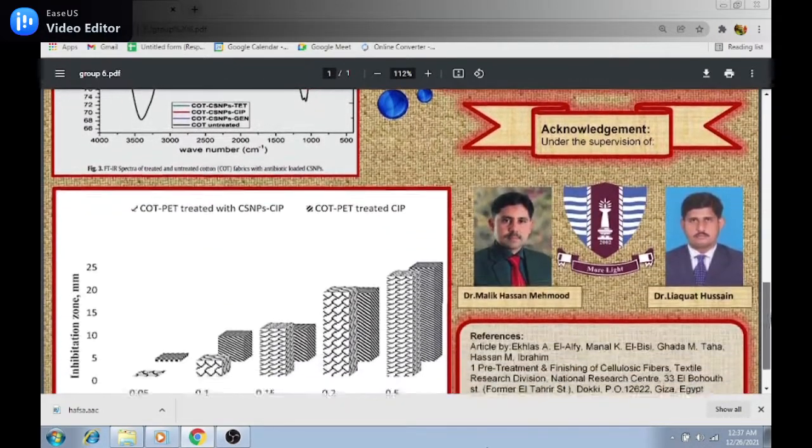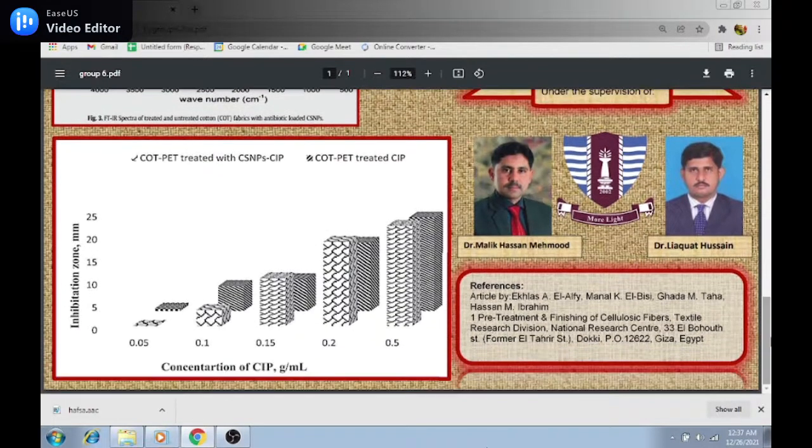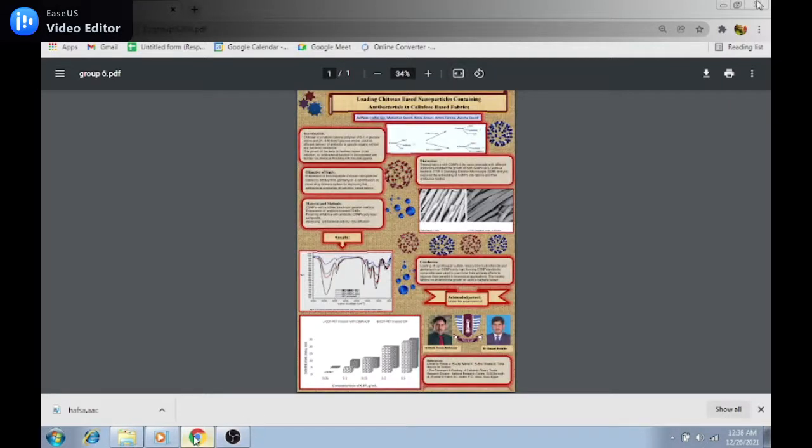I would like to acknowledge that I am feeling very grateful that my university has provided me the opportunity to present this poster under the kind supervision of Sir Malik Hassan Mahmood and Sir Liaquat Hussain. The reference of my article is actually a research article of some researchers of the Textile Research Division of National Research Center, Egypt. I have reviewed their research article, and I'm hoping that if they find this review somewhere, they feel it convenient.